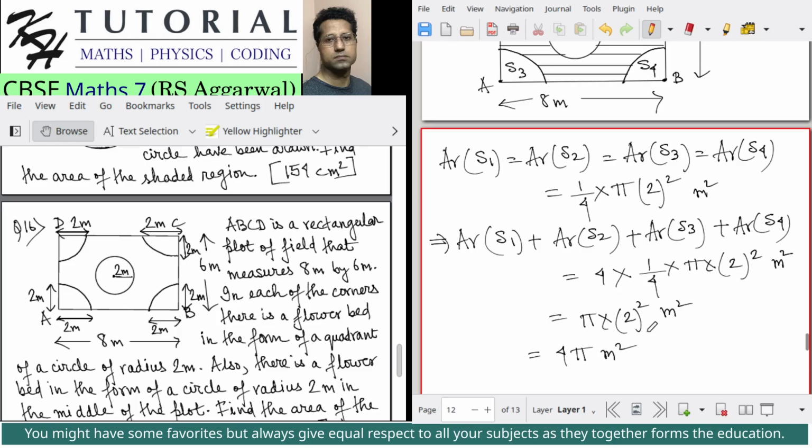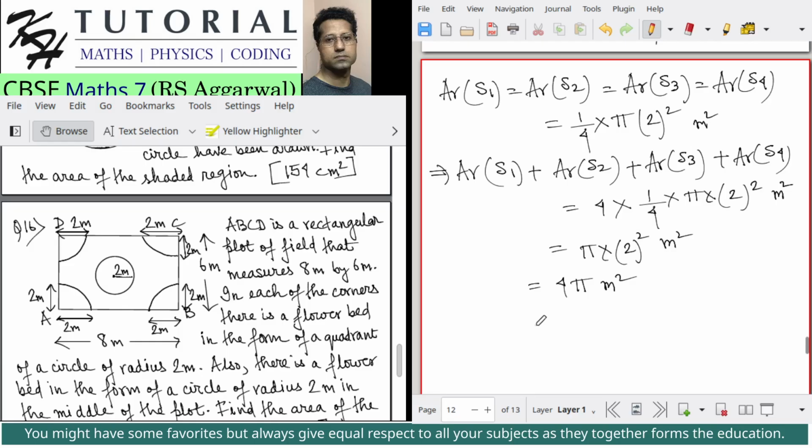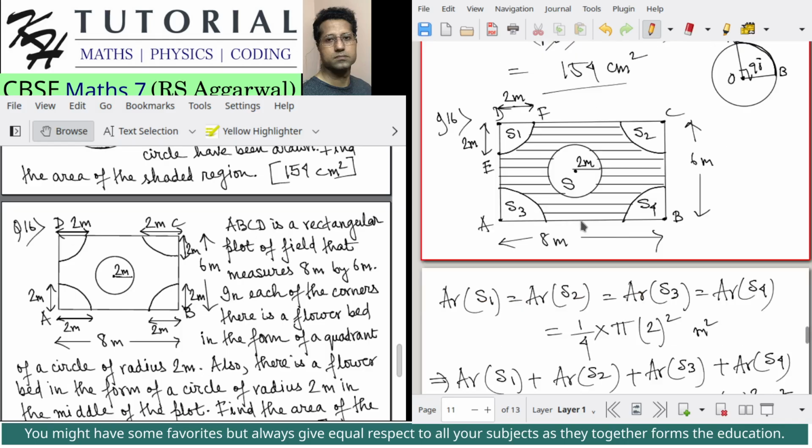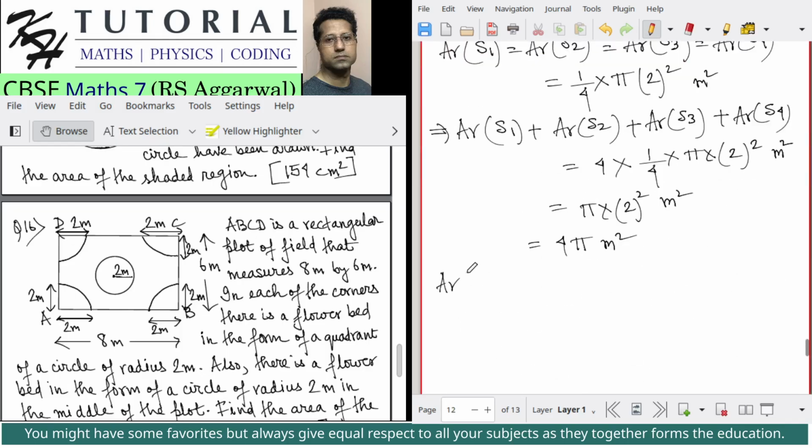meter square. Now what is the area? Let's say the circular flower bed be S. I am denoting the circle at the center by S. So the area of S is nothing but pi r square, where the radius is 2 meter. So that is this meter square, which is equal to 4 pi meter square.